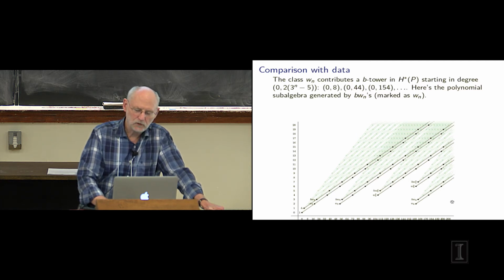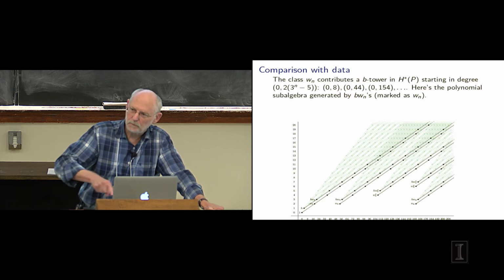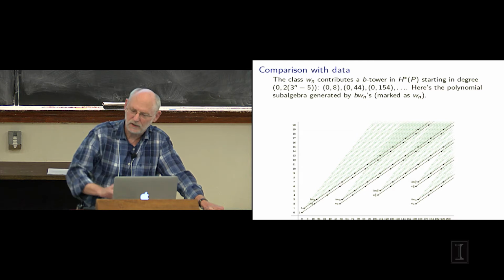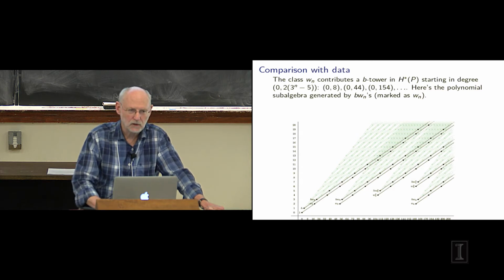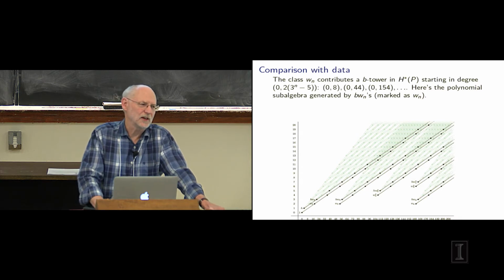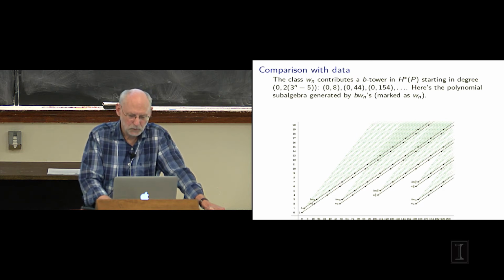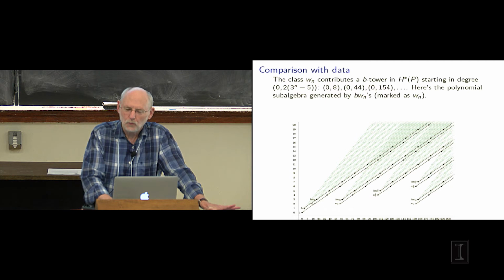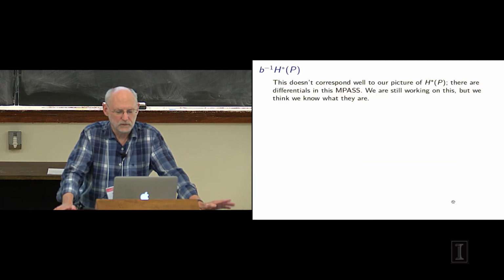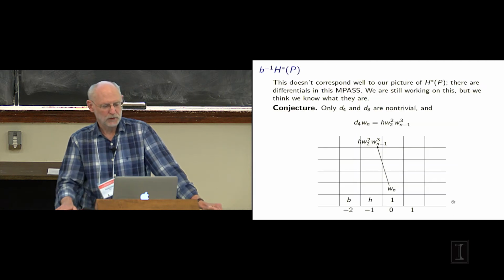Well, this doesn't actually look very much like the rings of Saturn, which have those gaps in it where there are big satellites orbiting there that clean out the gaps. But they're not here. So that says there are differentials in this atom spectral sequence. We're not finished working on what those differentials are, but we think we know what they are.